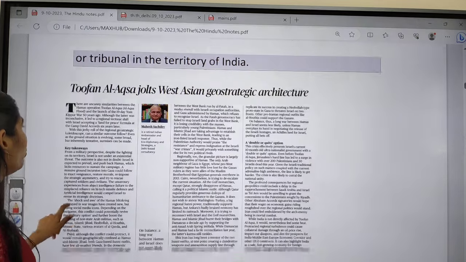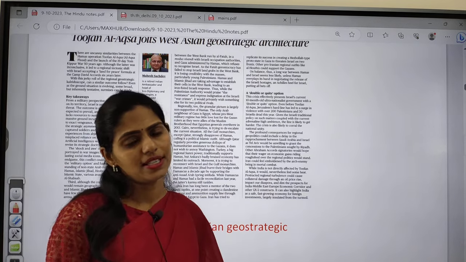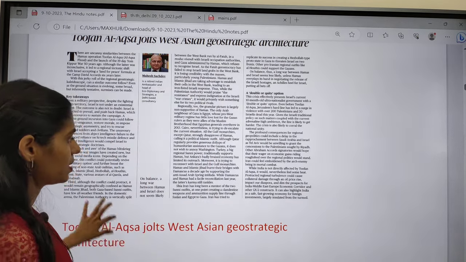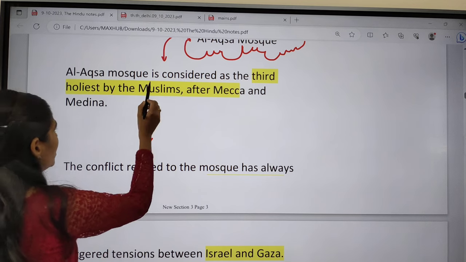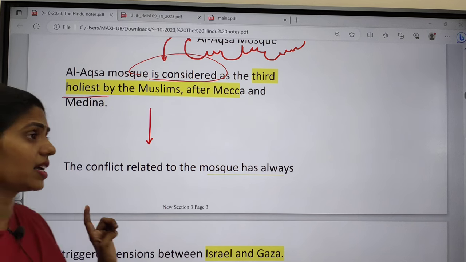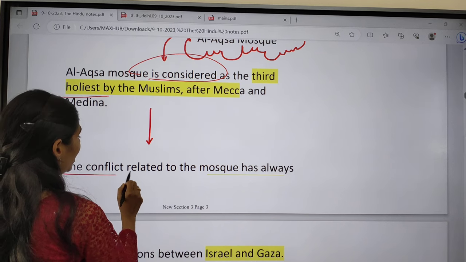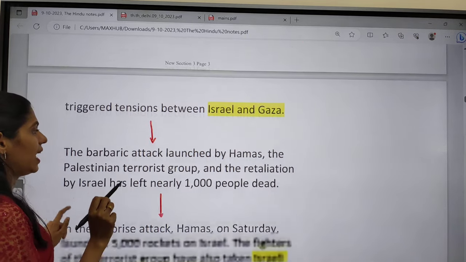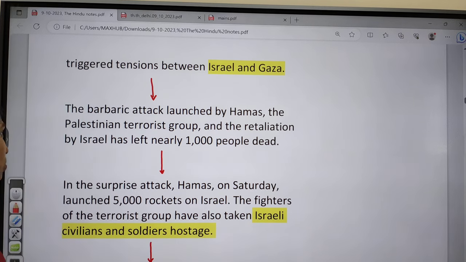And the next topic is "Tufan Al-Aqsa jolts West Asian geostrategic architecture." This topic is important from your international relations, which comes under your GS paper two, and it is important for both mains and prelims. So actually, the Al-Aqsa Mosque is considered one of the holiest places for Muslims. First is Mecca, second is Medina, and third is Al-Aqsa. The conflict related to the mosque compound has triggered tensions between Israel and the Gaza Strip. So between Israel and the Gaza Strip, there is always an issue between these two groups.